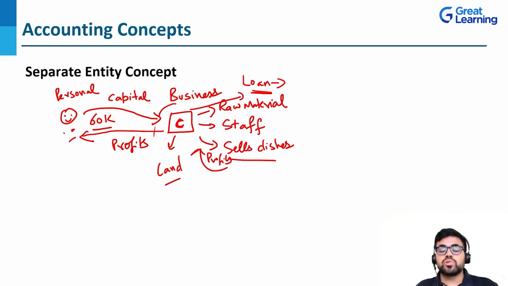So the loans that will be issued are purely on the business land or for the business, not for my personal self. Therefore, it becomes essentially important to have two separate entities, one for my personal self and the second one for business, even if I own 100% of the business.